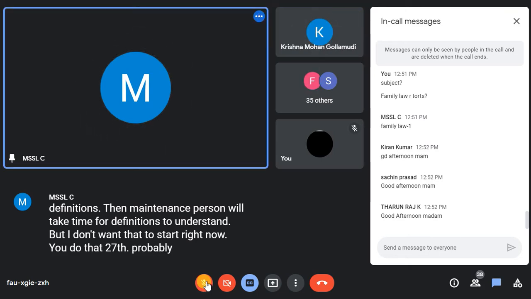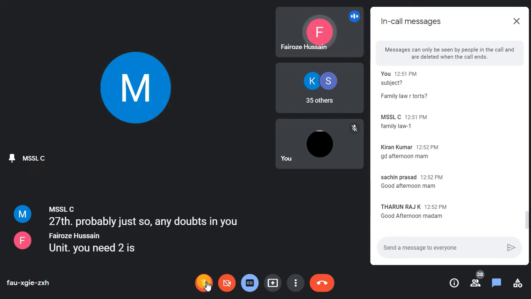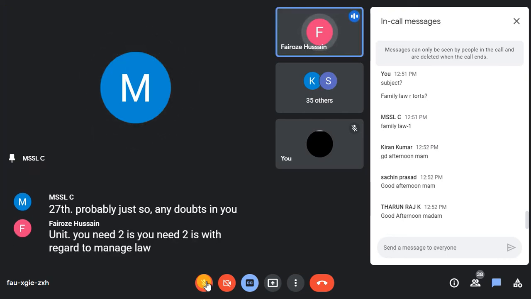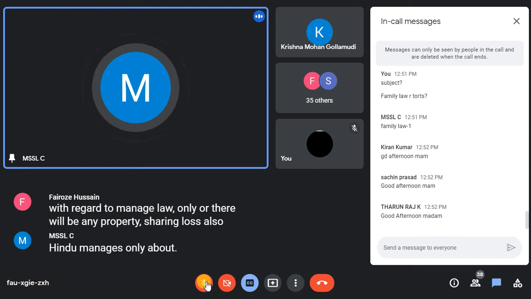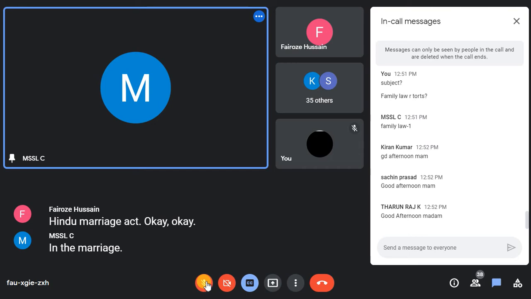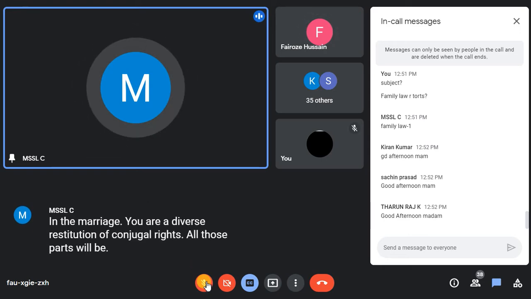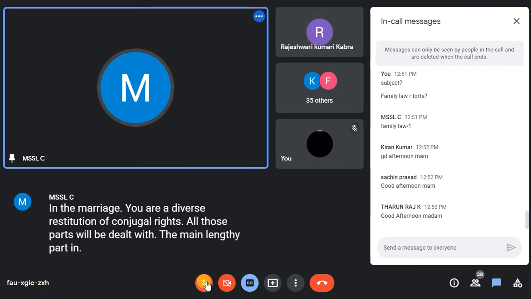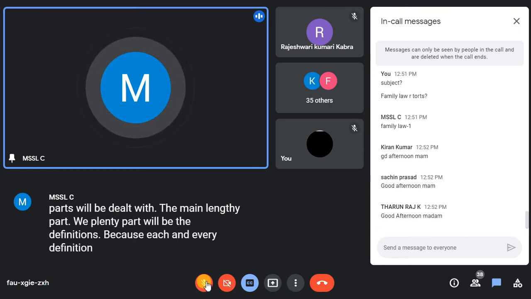Any doubts in unit 1? Ma'am, is unit two with regard to marriage law only, or would there be any property sharing laws also? The Hindu Marriage Act is only about marriages. Divorce, restitution of conjugal rights, all those parts will be dealt with. The main lengthy part will be the definitions, because each and every definition will be very important there.